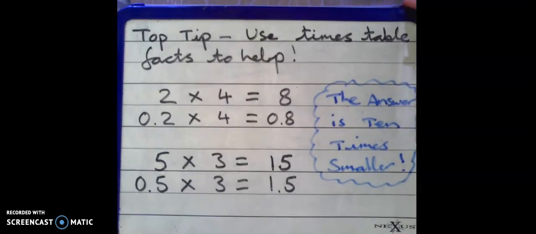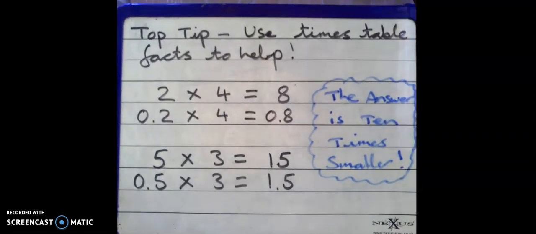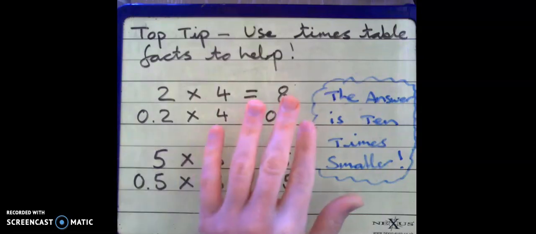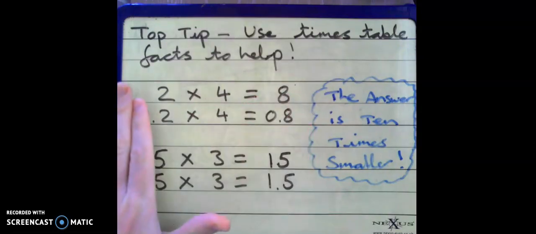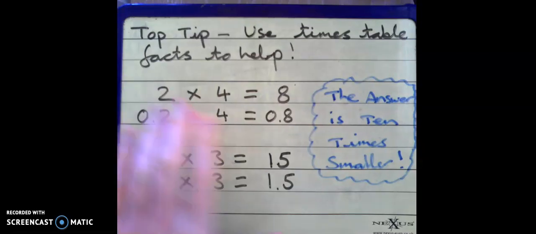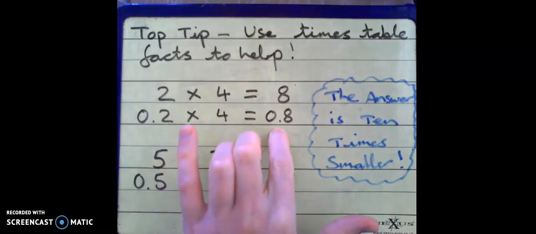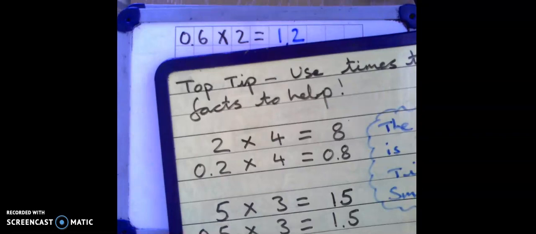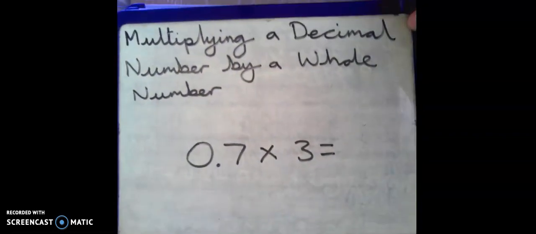Just remember that top tip when you're working with decimal numbers multiplied by whole numbers. Think what the number fact is without the decimal point to help you, and your answer will be 10 times smaller. And that's our lesson on multiplying decimal numbers by whole numbers.